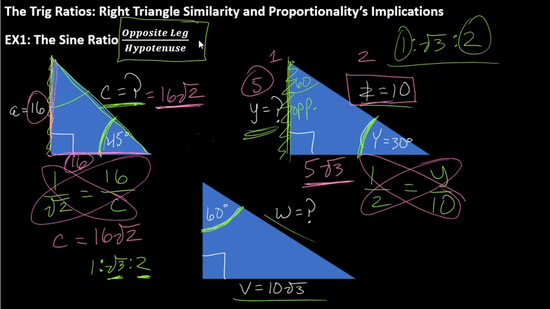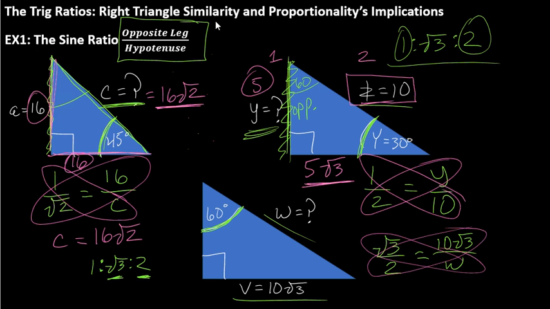So we have a ratio of square root of 3 is to 2 as 10 square root of 3 is to our missing hypotenuse. Same idea, cross multiply. So we're going to get square root of 3 times w is equal to 20 times the square root of 3. And we're going to divide by the square root of 3 on both sides, and we get w is simply 20.